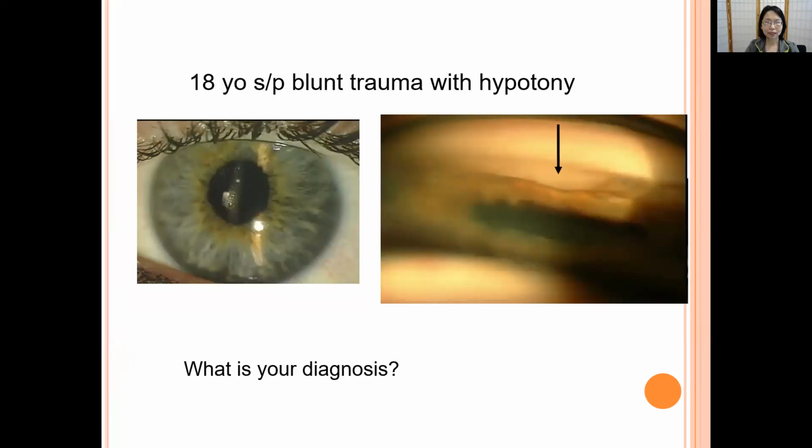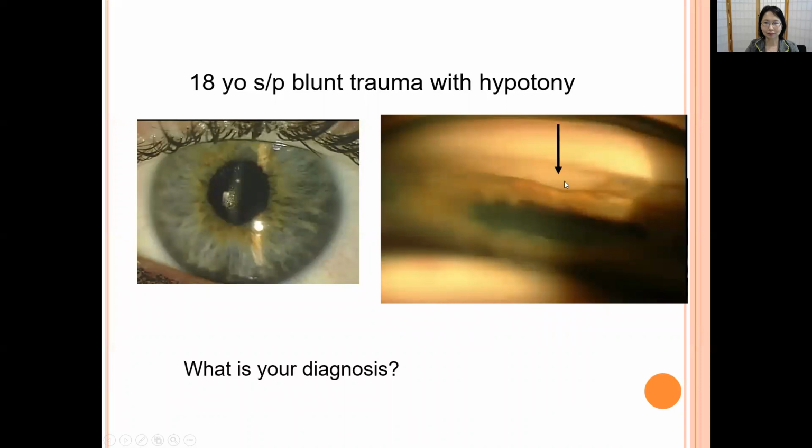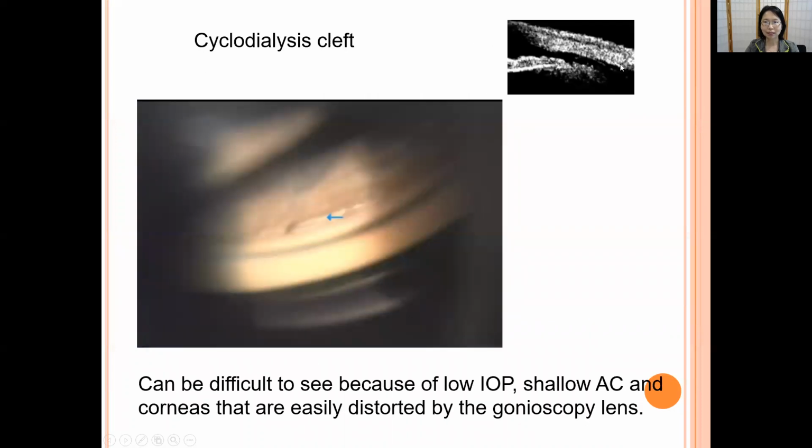Here's an 18-year-old patient who had blunt trauma and hypotony, as in low pressure. And you see this arrow pointing to here. What do you think that's about? Both for this patient and the patient image shown here, these are examples of cyclodialysis cleft. And you can see that again on a UBM image, where there's a clear path between the anterior chamber and the suprachoroidal space, and this is why the hypotony.